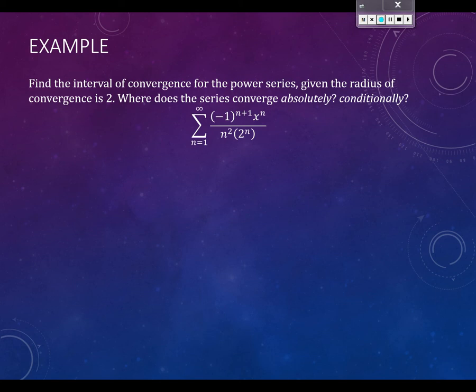What's the center? Is it obvious from the form? It should be obvious at 0, right? Because there's an x to the n. The rest is like our Cn, the rest is like our coefficient.